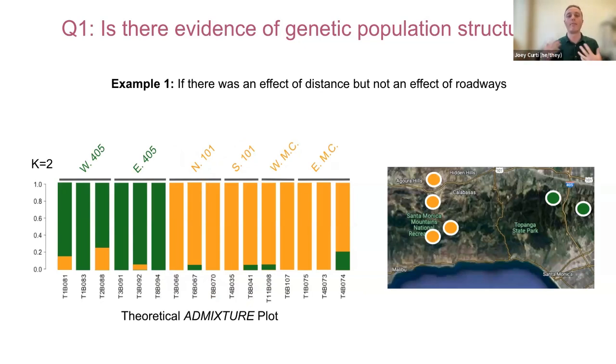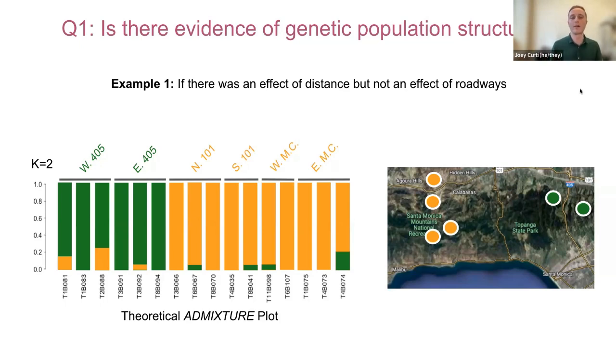And again, before we see some data that's real, we're going to think of just some theoretical data of what we might expect to see given certain circumstances. For the first example, we're going to think about a scenario where there is an effect of geographic distance, so how far apart are individuals located from each other, but not an effect of a roadway on the genetic variation that we see across their genomes.